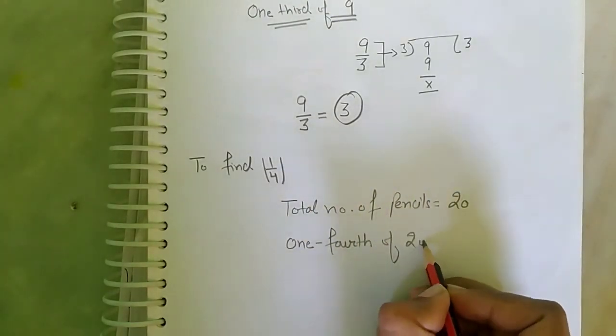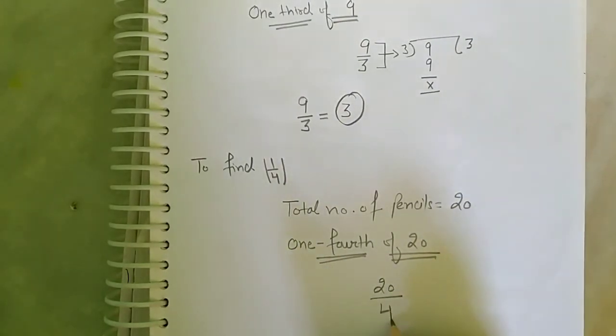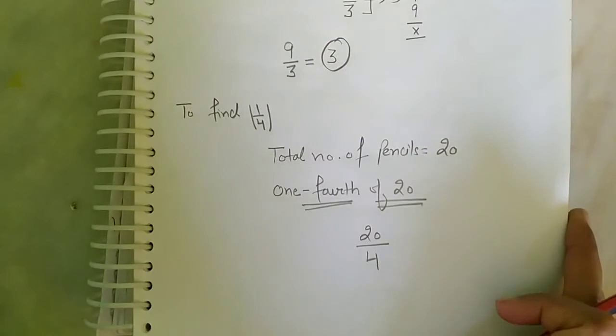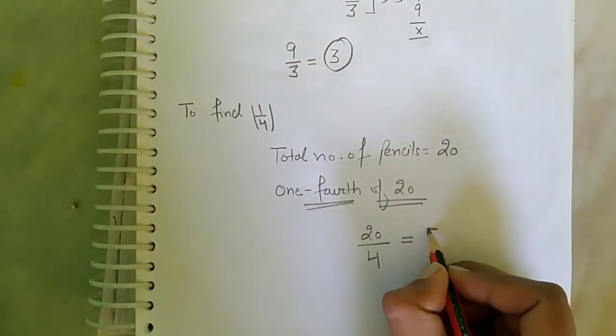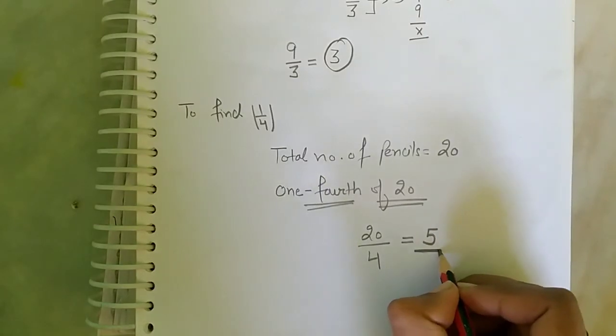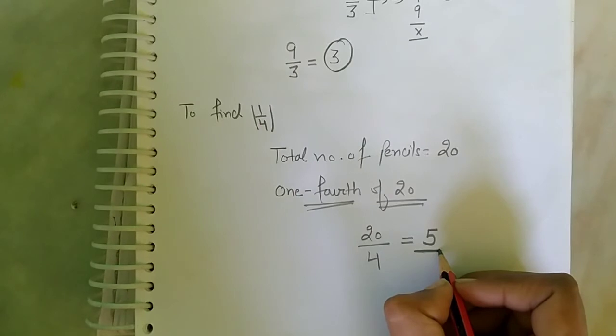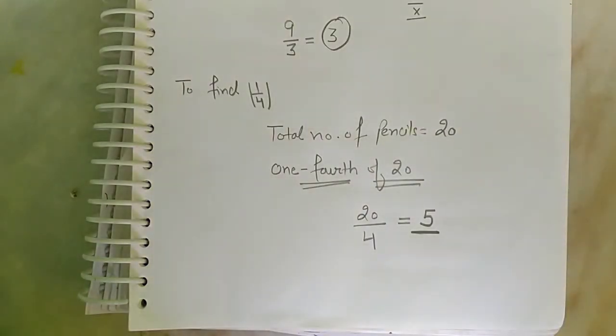1/4 of 20 means we have to divide 20 by 4. When we divide 20 by 4, we get 5. It means there are 5 pencils in one part. So 20 by 4 means 5. So here we have 5 pencils in one part. Okay.